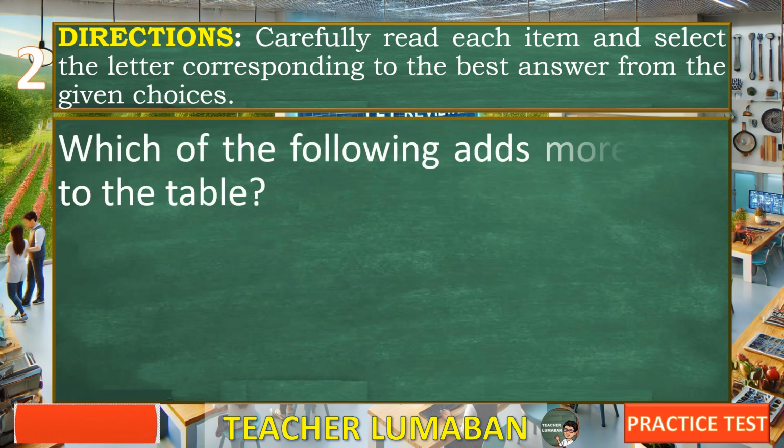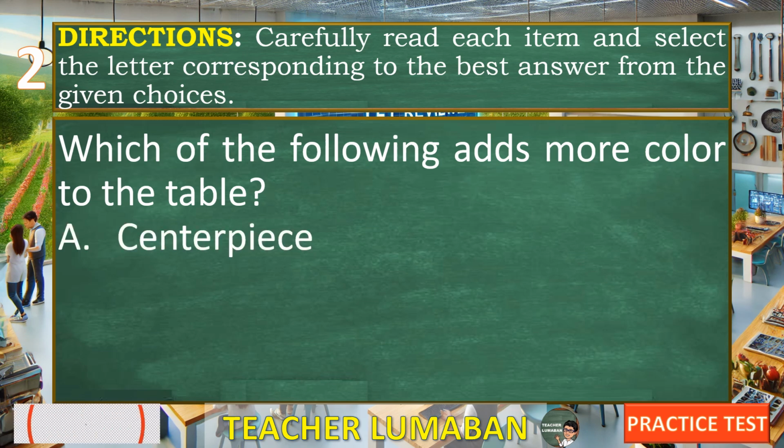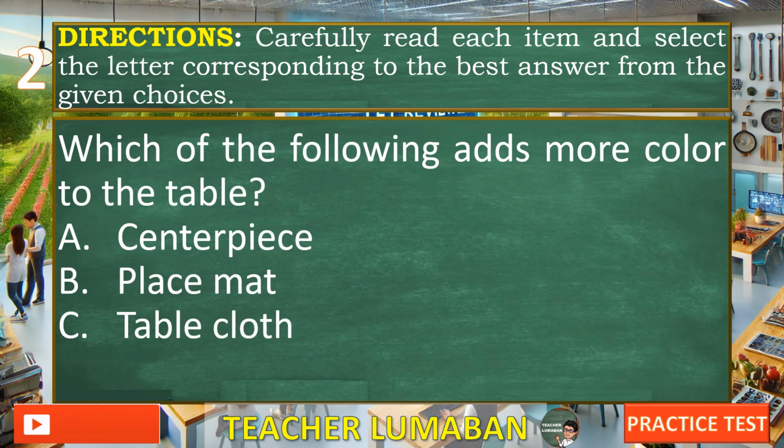Which of the following adds more color to the table? A. Centerpiece. B. Placemat. C. Tablecloth. D. Table napkin.